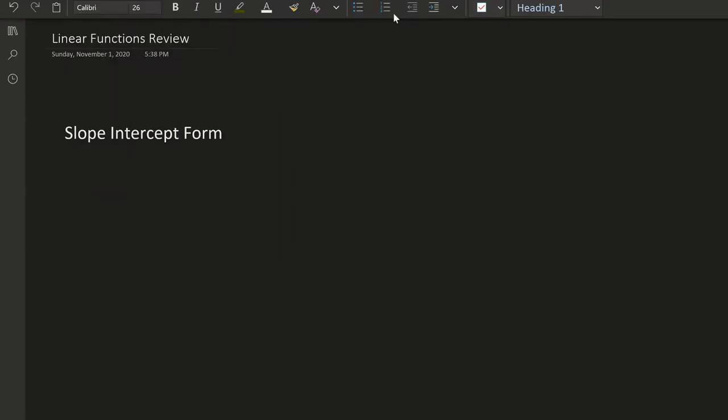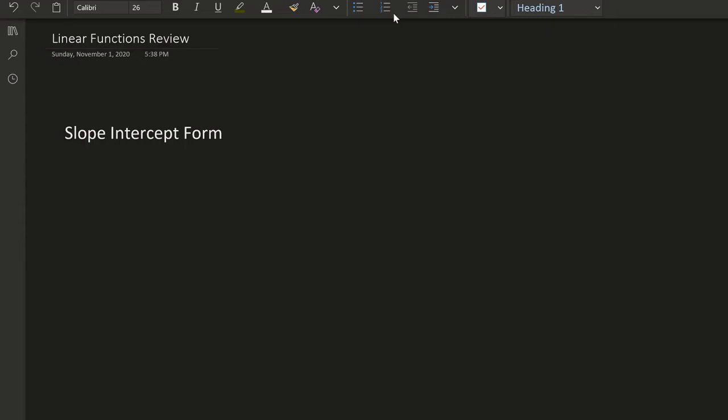Hello students, today we're going to do a review of linear functions. The next lesson in geometry is going to require you to write equations of both parallel and perpendicular lines. And so before we head into that, I'd like to do a quick review of some Algebra 1A skills that you might be a little bit rusty on.